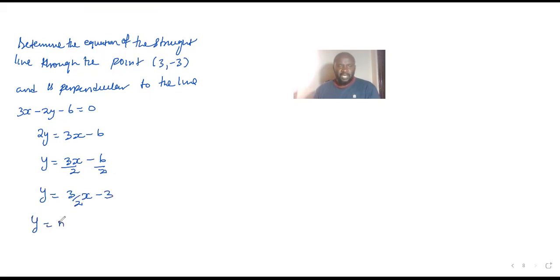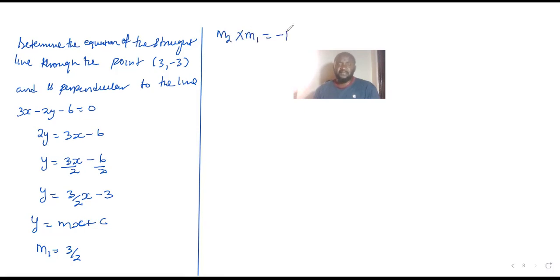Compare this with mx plus c. What you want is m. So m1 is going to be 3 over 2. Now, because they have told us that the line is perpendicular to the line passing through that point, investigate using the condition for perpendicular lines. I don't know my gradient m2, but if I multiply it with m1, it should give me -1. So m2 times 3 over 2 is equal to -1. So m2 will give us -2 out of 3.